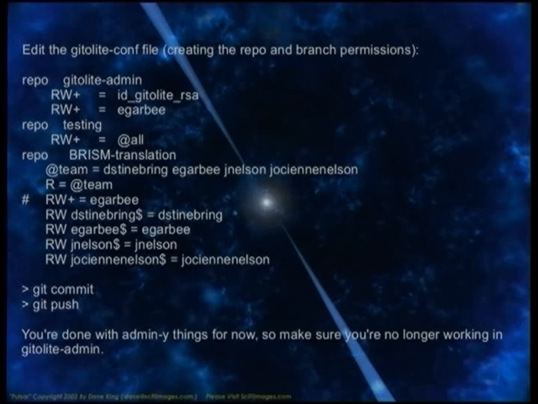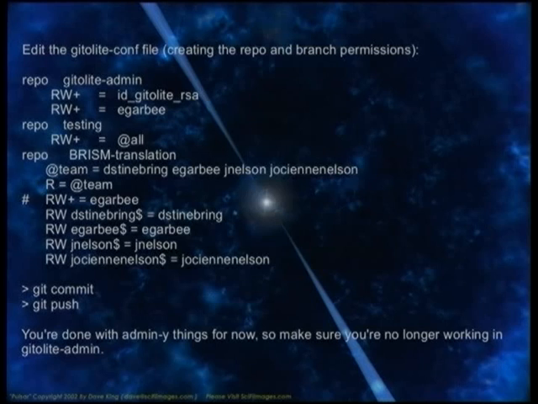And the R is read, the W is write, obviously. And then the plus means that you can read and write on all the branches, not just your own. Yeah, there's only one person who could do that in the repository. And then the other members of my team, D. Steinbring, J. Nelson, Josie N. Nelson, they had read and write permissions on their own branches.